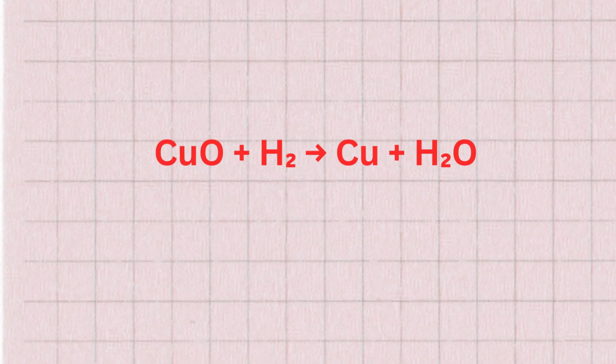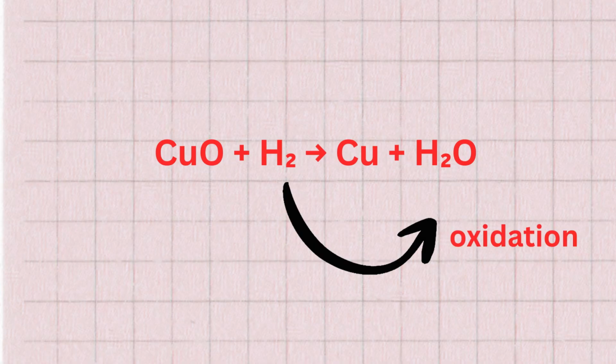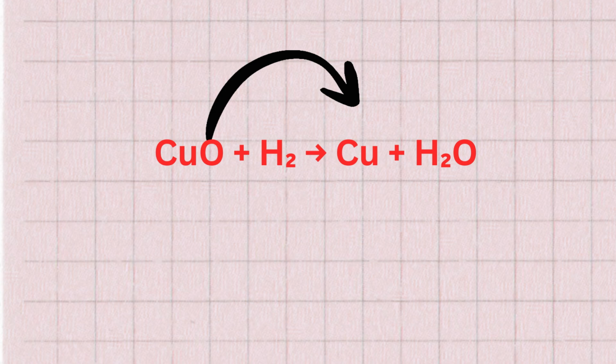Now let's identify them in this reaction. Hydrogen goes from H2 to H2O. Hydrogen gains oxygen, so hydrogen is oxidized. Copper oxide goes from CuO to Cu. Copper loses oxygen, so copper oxide is reduced.